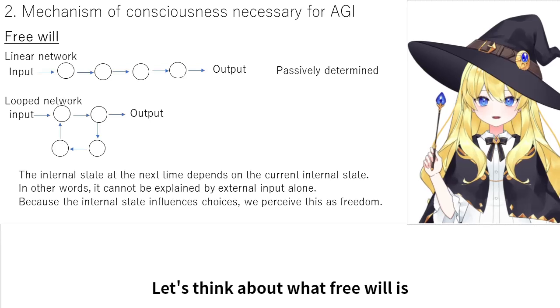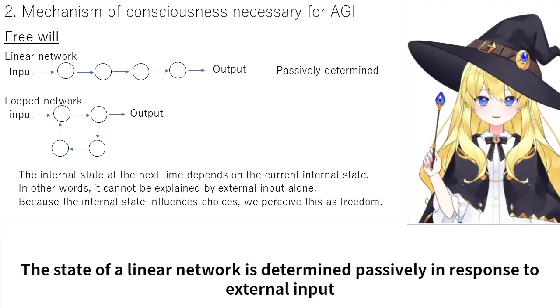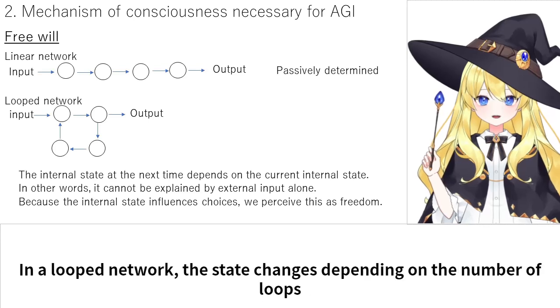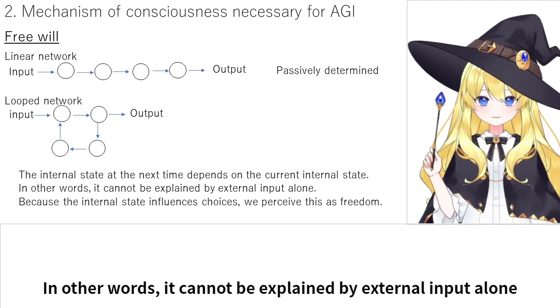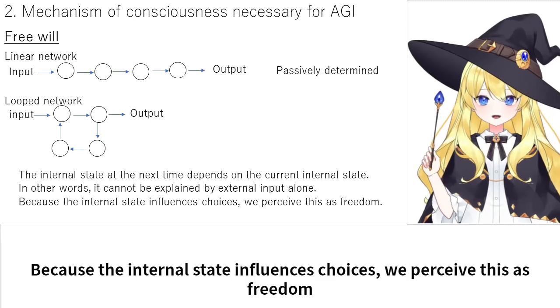Let's think about what free will is. The state of a linear network is determined passively in response to external input. In a loop network, the state changes depending on the number of loops. The internal state at the next time depends on the current internal state. In other words, it cannot be explained by external input alone. Because the internal state influences choices, we perceive this as freedom.